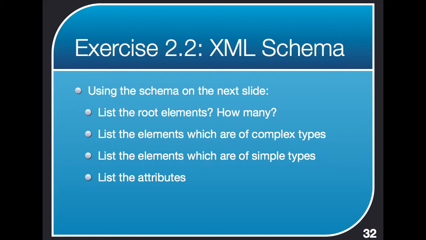Number 2, list the elements which are of complex type, any of the complex types. There may be more than one in the schema. We don't know. We haven't seen it yet. List the elements which are of simple type. And then finally, list the attributes in the schema. So this is an exercise in looking through the schema and pulling out the different pieces.